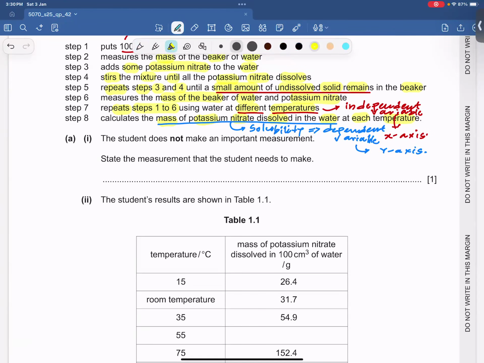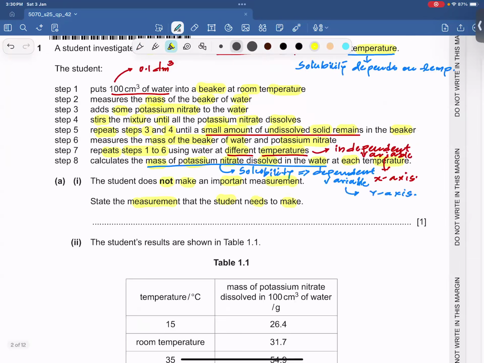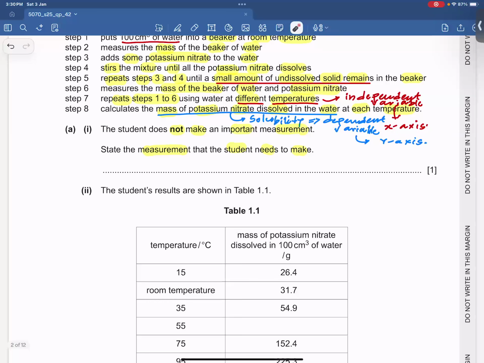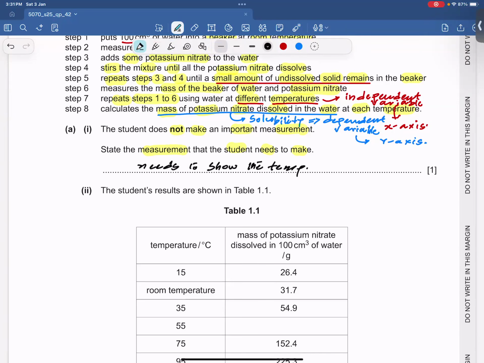Okay, next. The student did not make an important measurement. State the measurement that the student needs to make. Since it is temperature dependent, an examiner has not shown any sort of temperature reading, which means temperature has to be there. Okay. Needs to show the temperature at which solubility is determined. Okay.